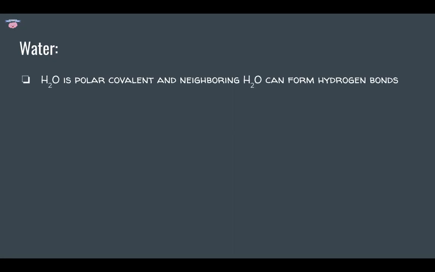Water first. Water, also known as H2O, as written here, it's polar covalent, and neighboring H2O can form hydrogen bonds. So you may not know anything of what we're talking about if you didn't watch the last lesson, but if you did, you should know. It's basically saying that this is what H2O looks like.